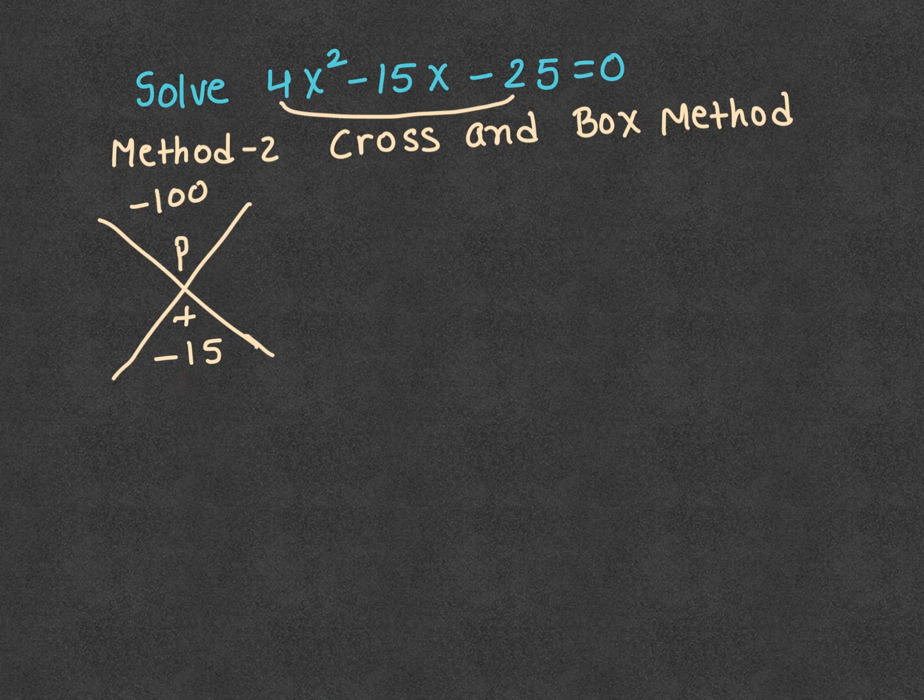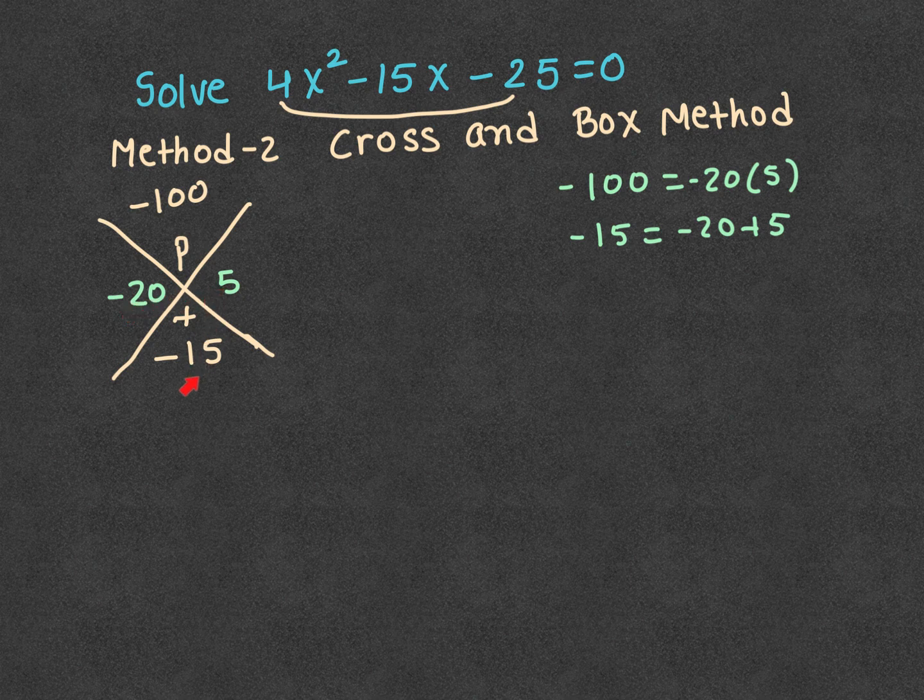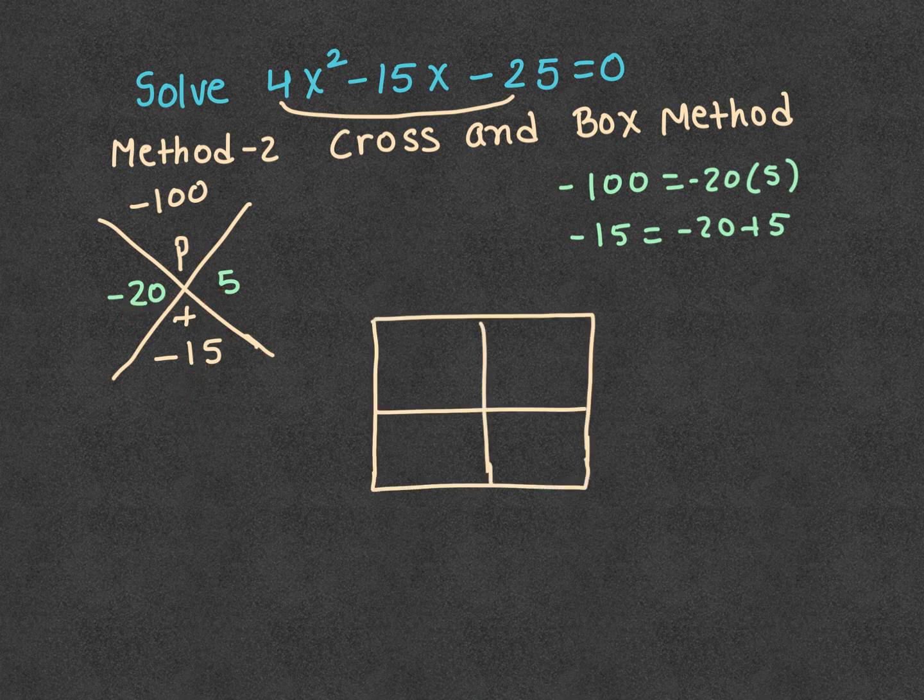Those two numbers should be factors of 100. When we multiply, we get negative 100, and when we add them, we get negative 15. So the numbers are negative 20 and 5. Negative 20 times 5 is negative 100, and negative 20 plus 5 is negative 15. So here we have a box.